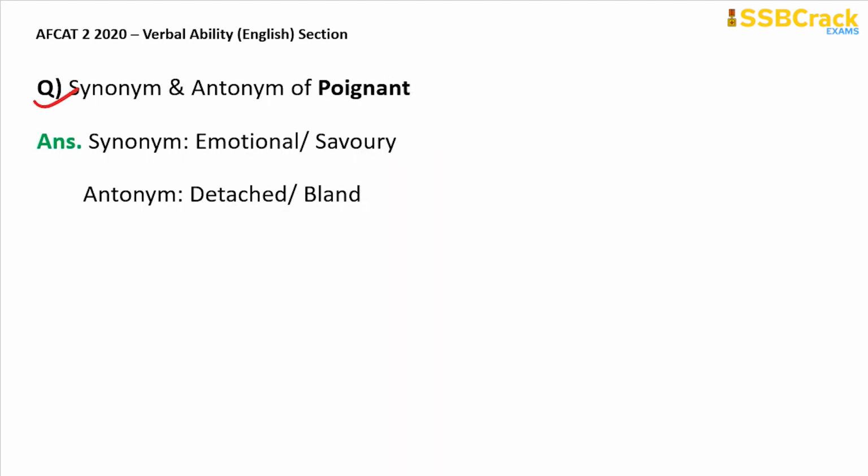The next question is synonym and antonym of poignant. Now, the meaning of poignant is emotional. Okay, when you're attached to something, you're emotional, you're passionate. Poignant also means savory, that is tasty or zesty. So the antonym, according to the emotional meaning of poignant, is detached, someone who is not emotional, unemotional, indifferent, unconcerned, detached. And according to the meaning of poignant as savory, the opposite is blunt, something that is tasteless. Okay, that is not tasty, is blunt.